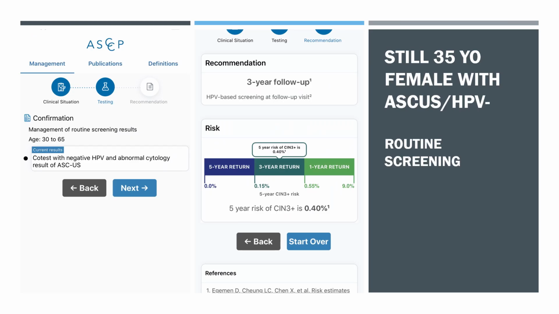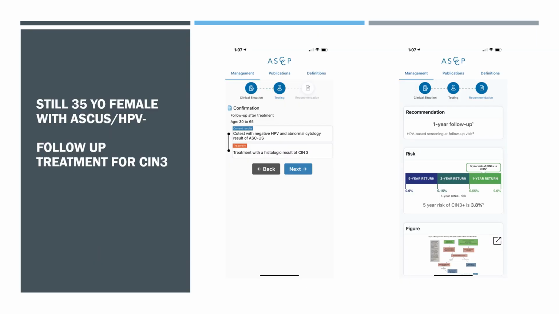So let's put that into the new app. A 35-year-old female with ASC-US, HPV negative, here for routine screening. If we put that in, we get return in 3 years. The 5-year CIN3 risk is 0.4%. The immediate CIN3 risk is obviously less than 4%, because that's why they brought up the surveillance recommendations instead. So, okay, this is the same as the old app.